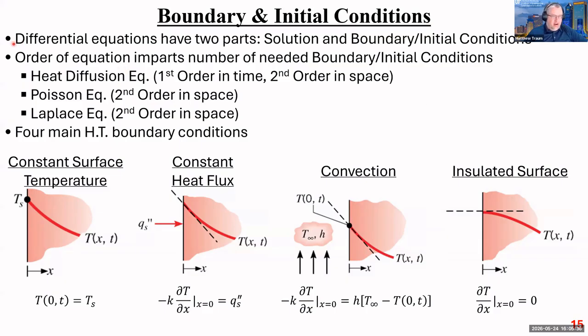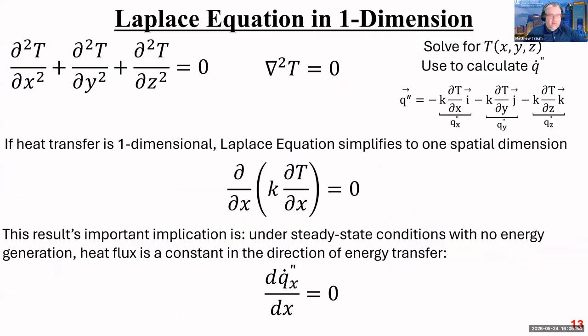So I say here, differential equations have two parts: the solution, which we've now just covered in great detail, and the boundary and initial conditions. The order of the equations imparts the number of needed boundary or initial conditions to solve the differential equation. So for the heat diffusion equation, let's just go back just so that we can take a look at it.